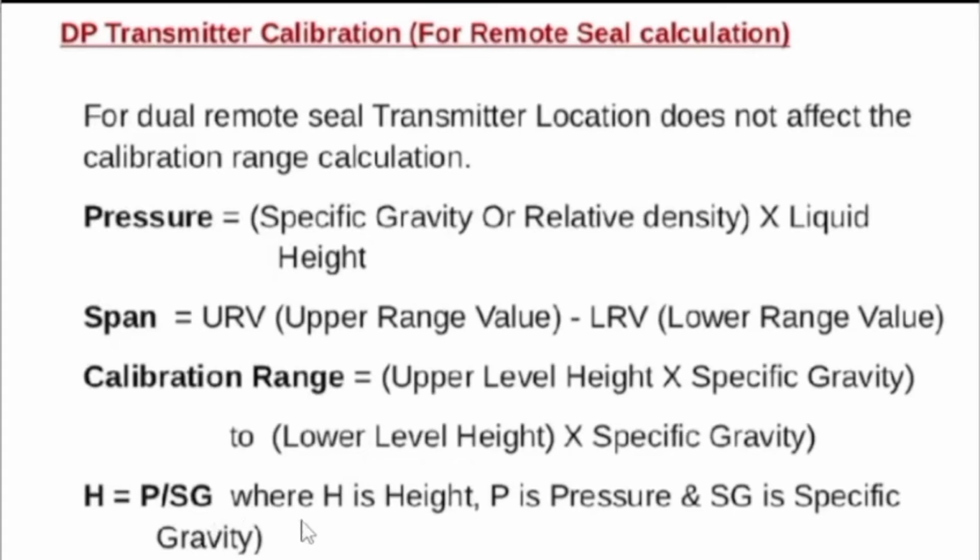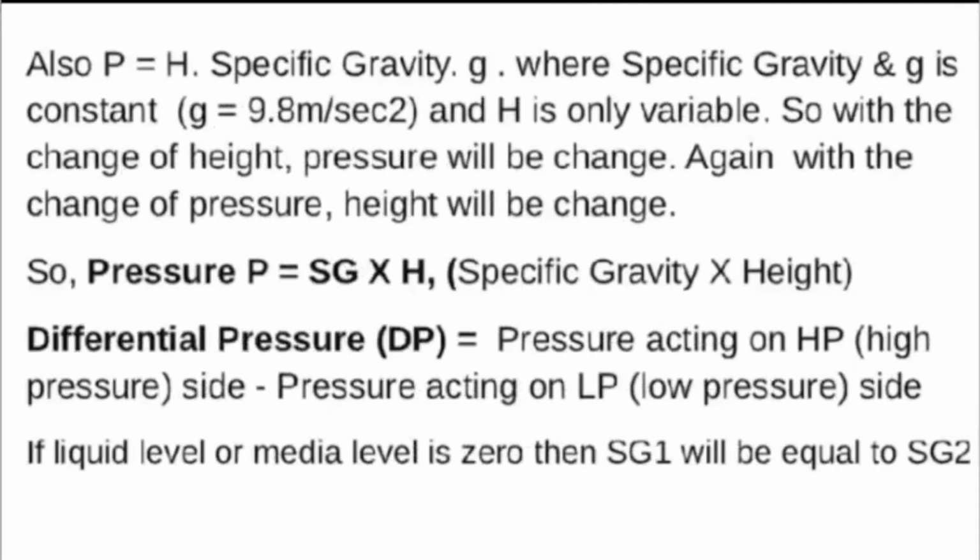Here also, pressure may be considered as P = Hg, where P is pressure, H is height, and g is specific gravity. Here G is constant, the value 9.8 meter per second square, and H is variable. So with the change of height, pressure will change. That means if the vessel height is increased or decreased, then pressure will change.